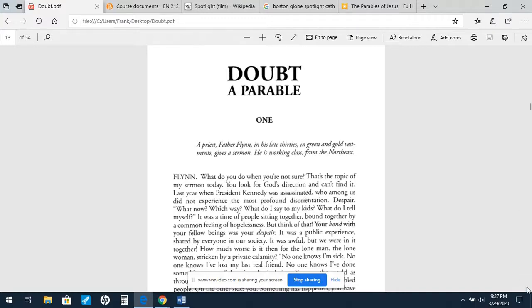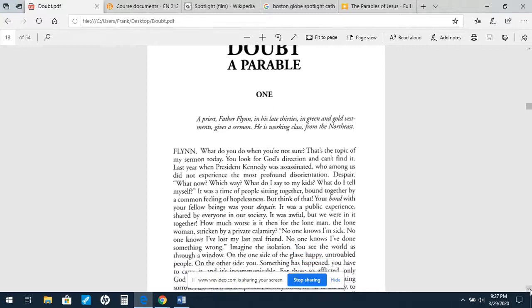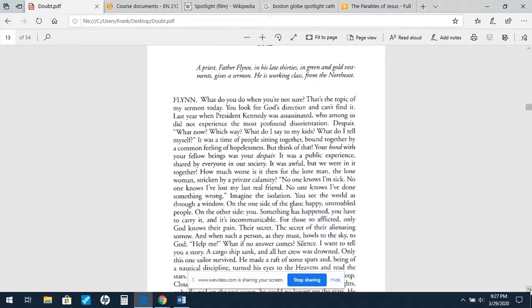Well, in this opening scene, Father Flynn gives a sermon to his congregation, and it's exactly on this topic. He even says it right here at the start. "What do you do when you're not sure? That's the topic of my sermon today. You look for God's direction and can't find it." I mentioned that the context here, the time period, is important. "1964, last year when President Kennedy was assassinated, who among us did not experience the most profound disorientation and despair?"